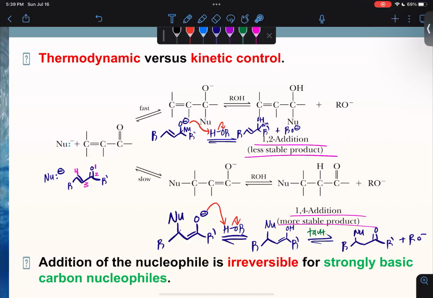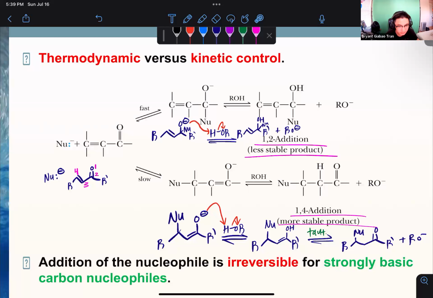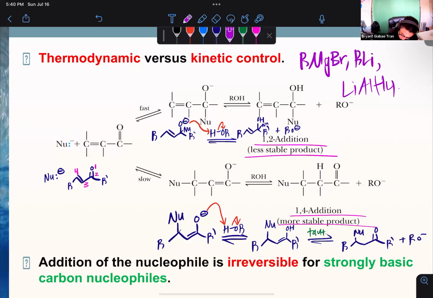And this happens with the same nucleophile? No, not the same nucleophile. The bottom one is a weak nucleophile because it did a 1-4 addition, and 1-4 addition is only for weak nucleophiles. The top one is a strong nucleophile because it did a 1-2 addition. So think of the top ones as RMgBr, RLi, LiAlH4, or NaH. And then everything else, basically the majority of the nucleophiles, are the bottom one, like the Li enolate.